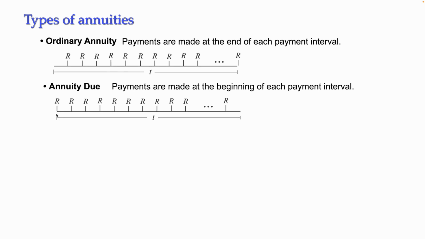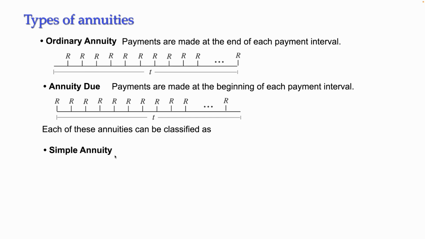The first payment is made at the beginning of the first payment interval, and the last payment is made at the beginning of the last payment interval. Anyway, the time between two payments is the same. These two types of annuities can both be classified as something called simple annuities.